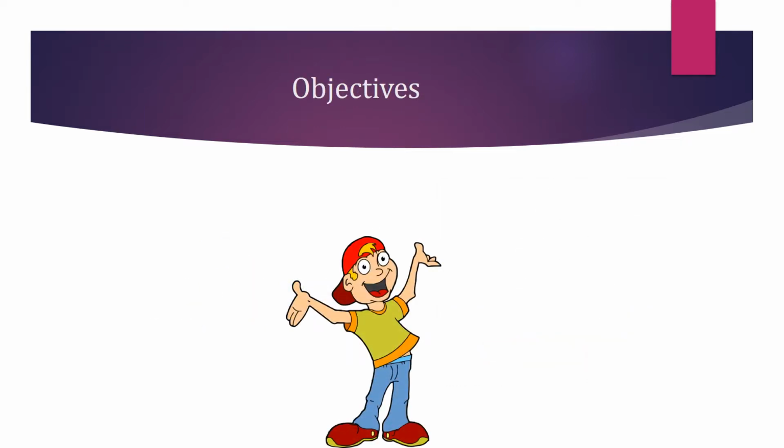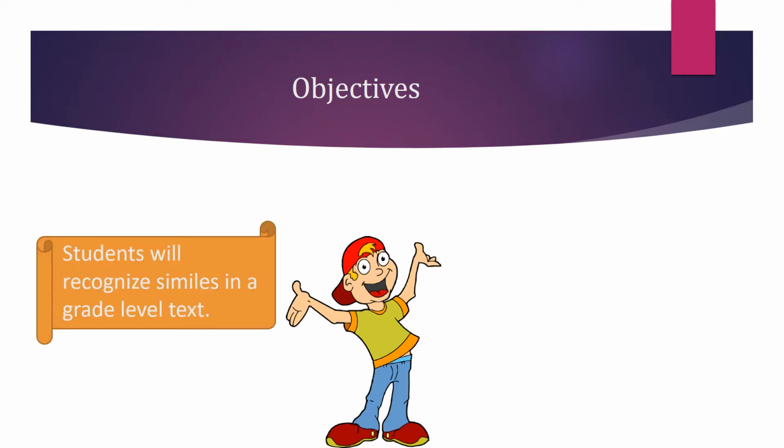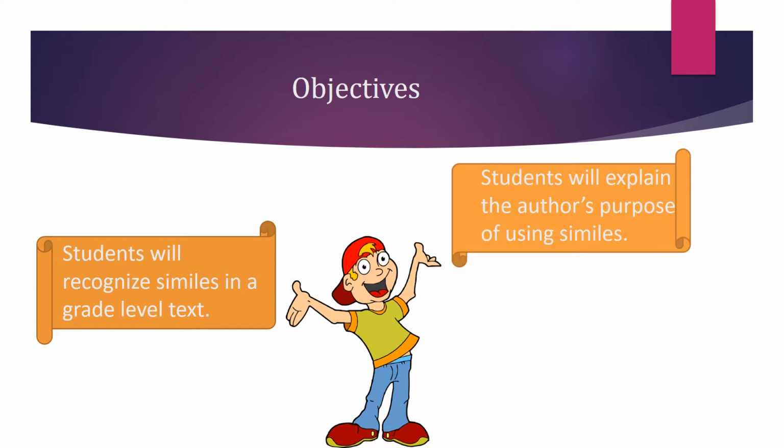For this particular lesson, there will be 2 objectives for the students to meet. First, they will need to be able to recognize similes in a grade level text. Second, they should be able to explain the author's purpose of using similes.